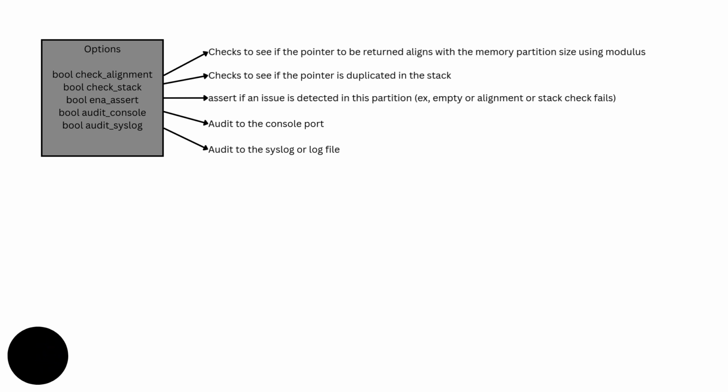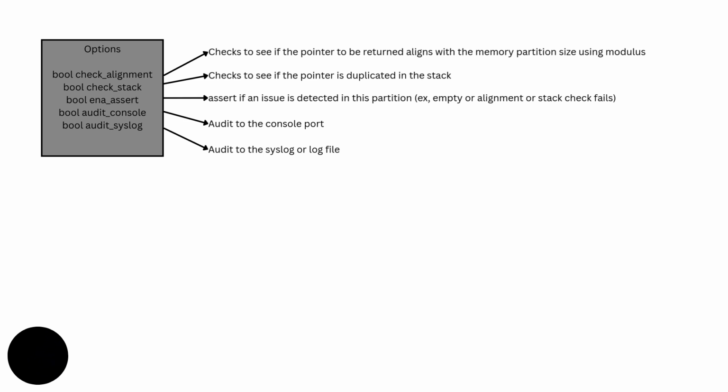We had this check alignment set to enabled. Check stack: we wanted to make sure that we didn't have any kind of synchronization issues of allocating or freeing the same pointer, or that same pointer being given to multiple threads that were trying to use it. All of these allocs and frees were wrapped in mutexes, so it was very unlikely, but we had this enabled just as we were debugging so we could check it all.